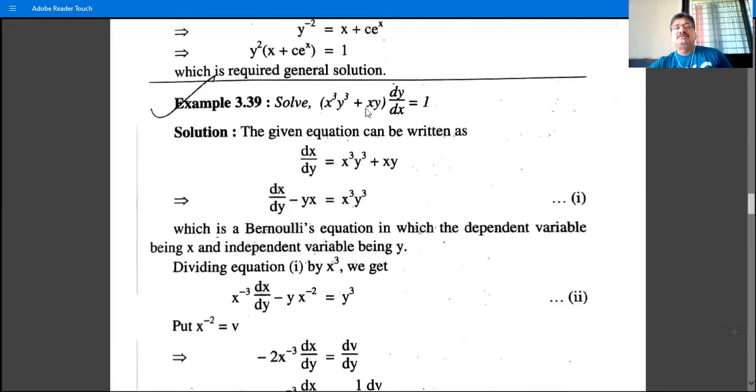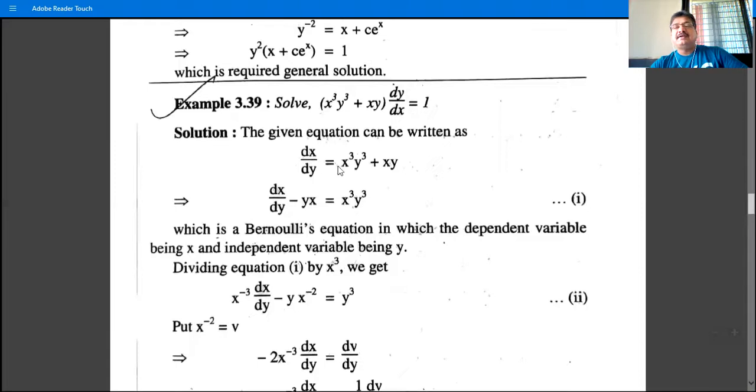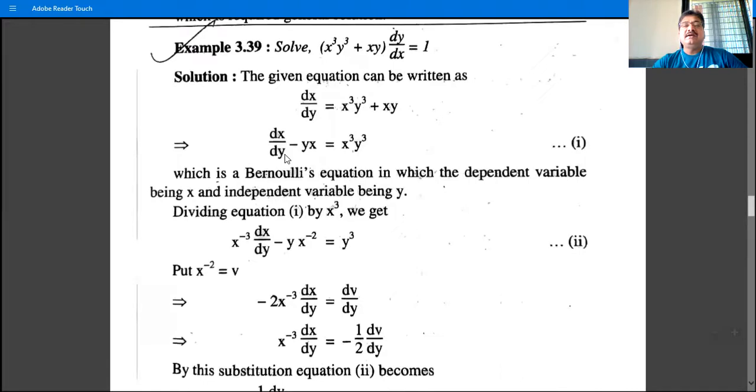Okay, so solve x cube y cube plus xy dy by dx is equal to 1. Again, the given equation is written in the form dx by dy is equal to x cube y cube plus xy. That is, shift this x cube y cube plus xy to the RHS, it becomes 1 by x cube y cube plus xy, and then take the reciprocal of both sides. So dx by dy is x cube y cube plus xy, and then dx by dy minus yx is equal to x cube y cube.